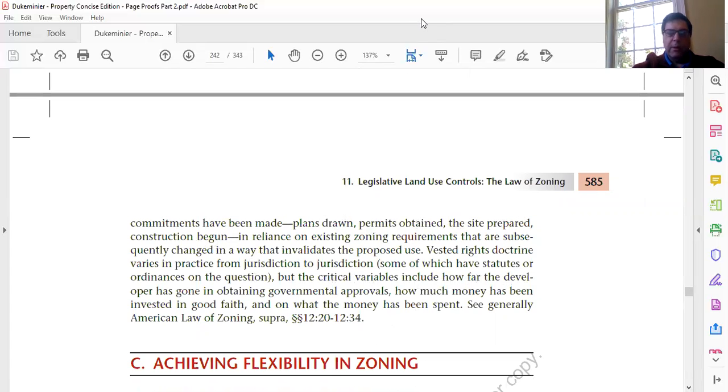So that's a good stopping point for this lecture. We'll go on next to talk about mechanisms to achieve more flexibility in the zoning process.